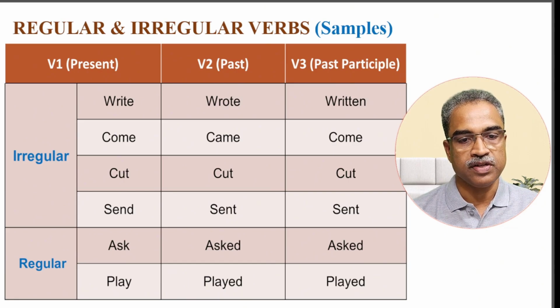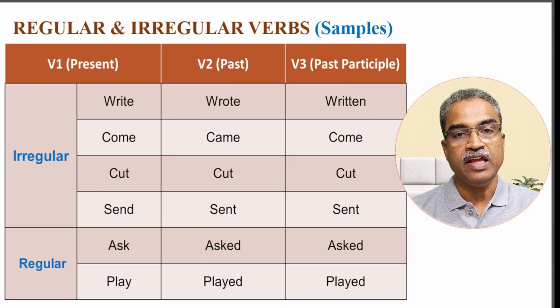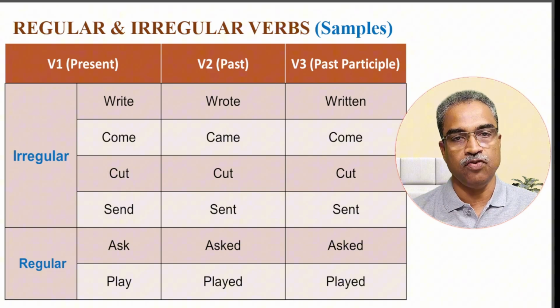Now coming to irregular verbs, I have given some samples here, just an example so that you understand what's what. Write, wrote, written. Come, came, come. Cut, cut, cut. Send, sent, sent. These are irregular because they keep changing their forms in V1, V2 and V3. Cut, cut, cut, put, put, put: these have no change, it is the same in V1, V2 and V3. In some, V2 and V3 are the same. So we have such irregular forms here, and later I will give you a list of such verbs.